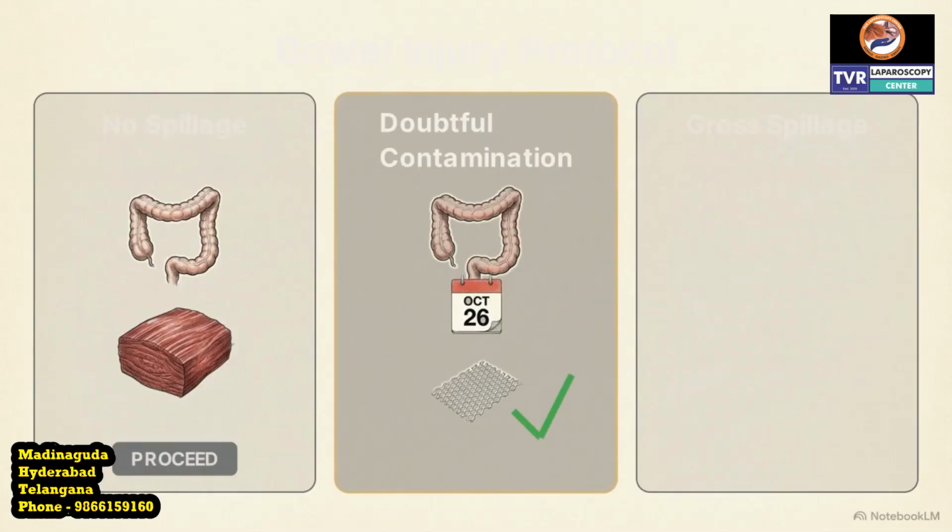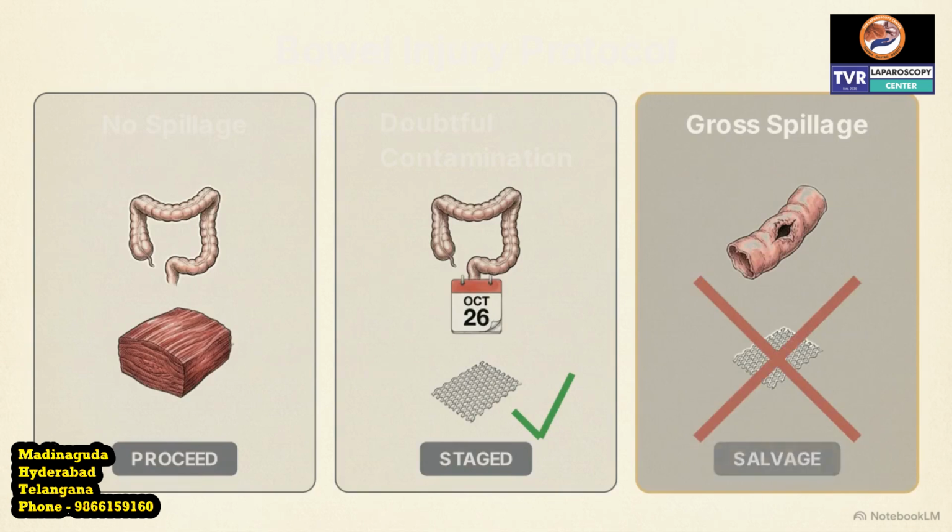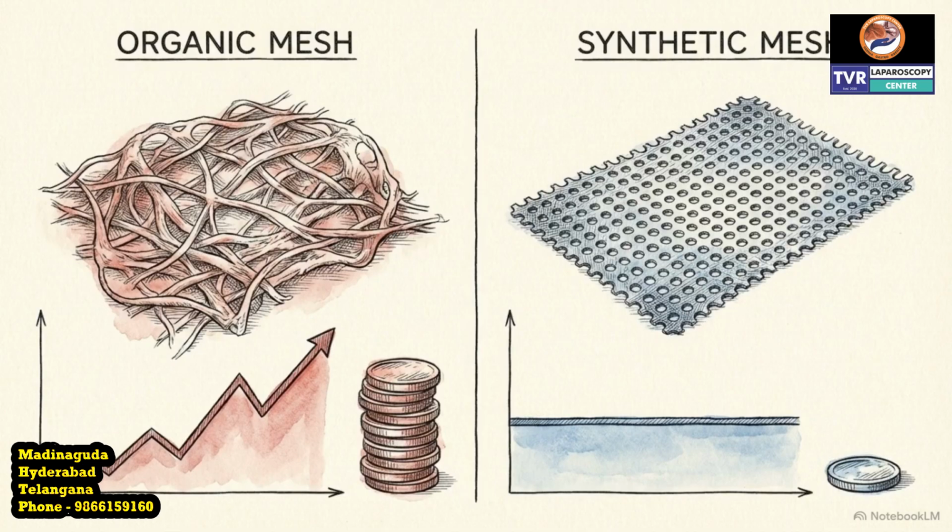For doubtful contamination, the injury is repaired, but the hernia repair is deferred. A staged mesh placement is planned for several weeks later once the risk of infection has subsided. Under the gross spillage protocol, the surgeon performs an intracorporeal suture repair of the bowel, suturing inside the body, and abandons the synthetic mesh entirely to avoid a guaranteed infection of the prosthesis. Biological mesh is rarely a standard alternative here. These meshes carry higher recurrence rates and significantly higher costs compared to synthetic materials.